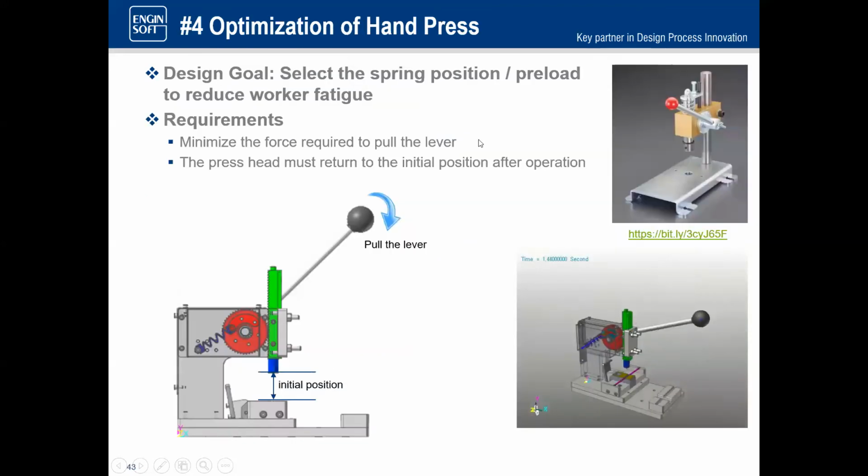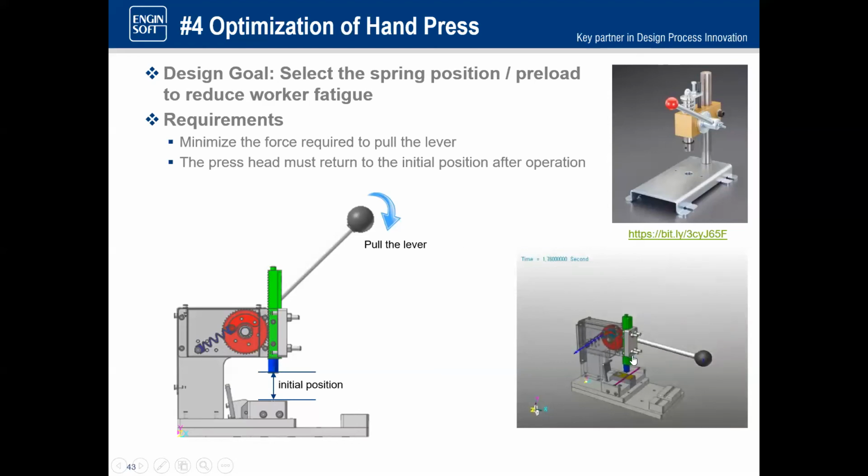Next is a hand press. So we have this linkage. We want to be able to pull this lever down, and we want to minimize the maximum resisting force, but at the same time, the load has to be high enough to have the lever pull back up when the operator releases it. So that's the trade-off here that the optimization has to deal with.